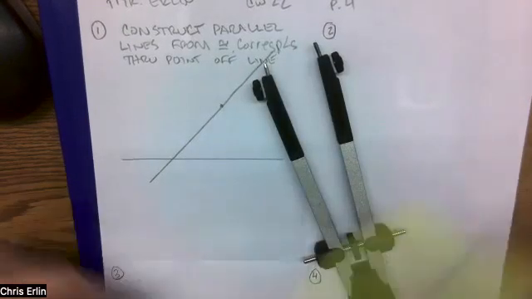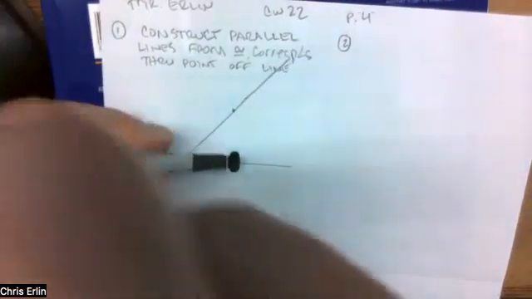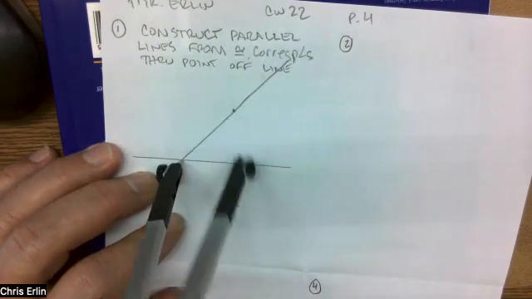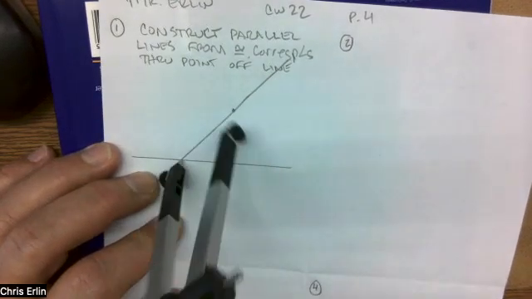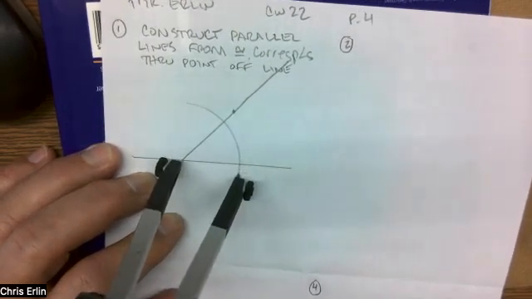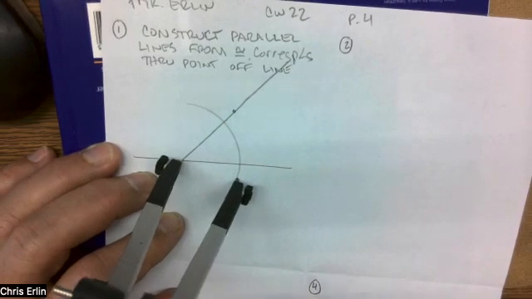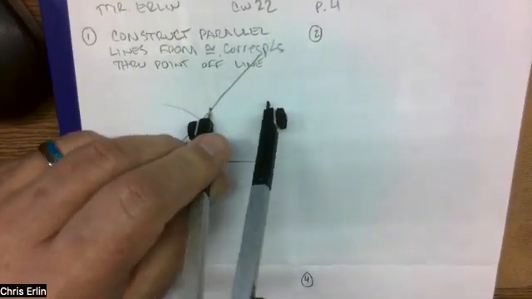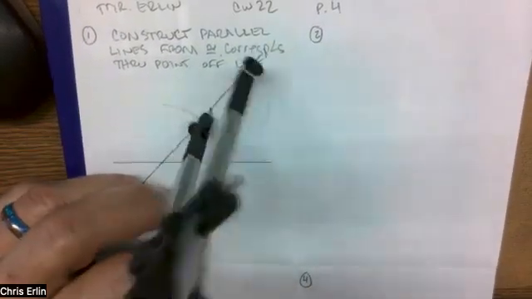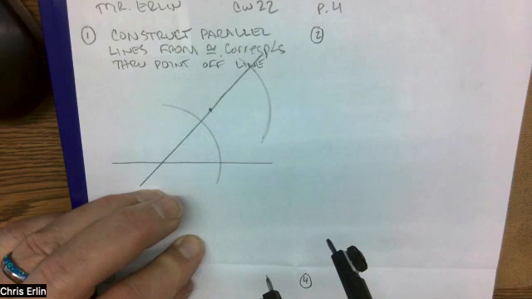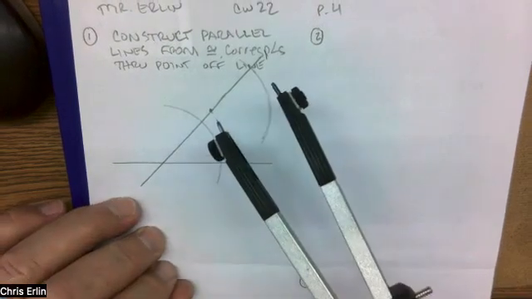I'm going to take my compass and anchor it at this point of intersection, put the needle in there, and then open it up so that it's some size that will cross over both my axes, both my transversal and my line. Doesn't matter what size it is. But once I establish it, I'm going to pick it up and do it again from my point that I'm trying to send this parallel line through. These are the same. They're copies of each other.